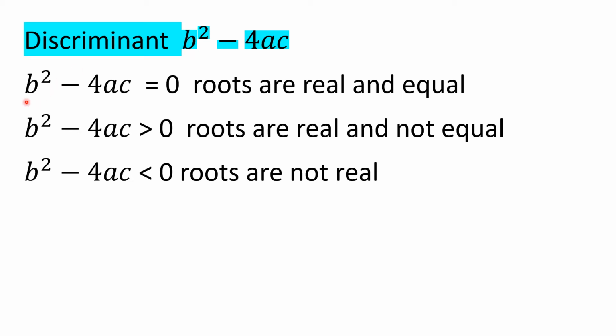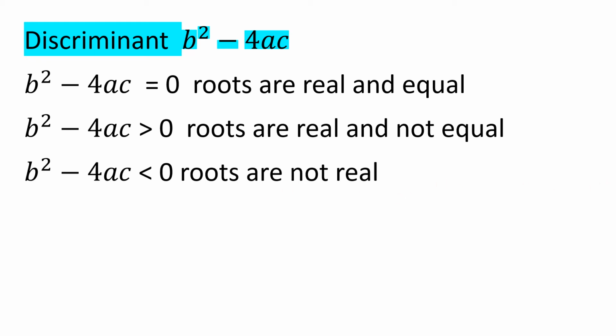You should understand: when b square minus 4ac equals 0, roots are real and equal. See, using this you will get problems. You should understand, b square minus 4ac equal to 0, then roots are real and equal. It is very important. Then b square minus 4ac is greater than 0, then roots are real and not equal. So roots are real but not equal. B square minus 4ac is less than 0 means roots are not real.